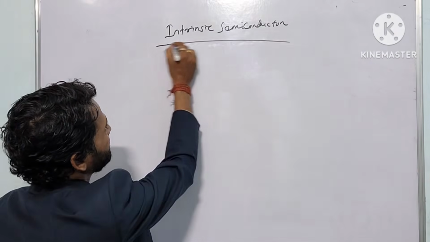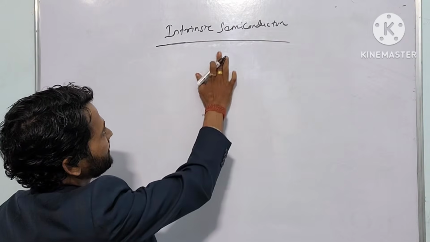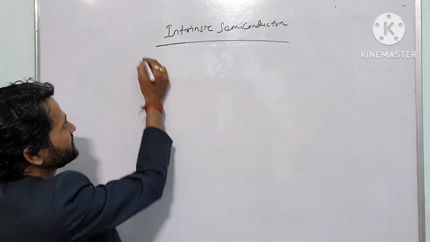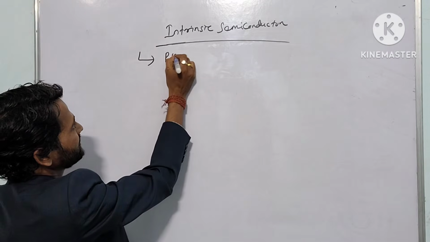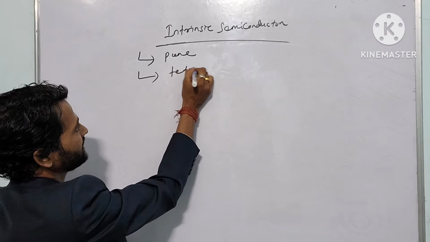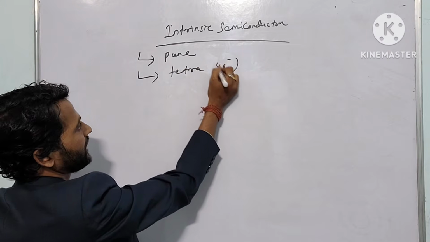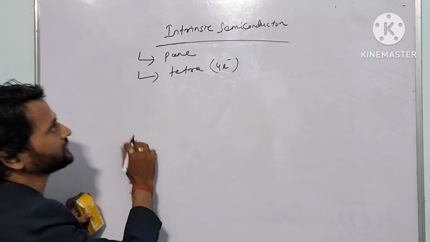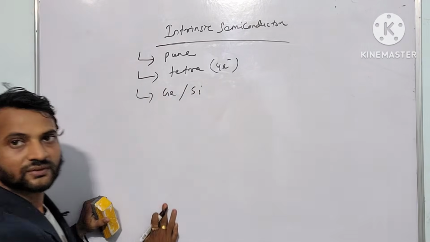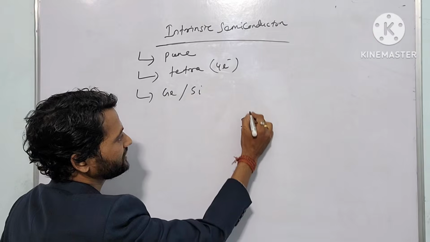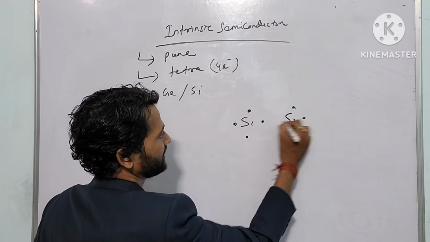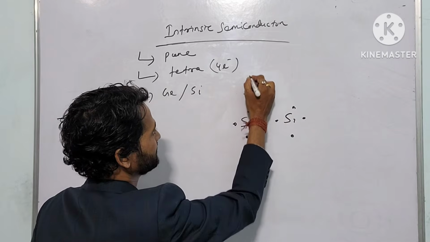Now we'll talk about the detailed construction of intrinsic semiconductor with its working principle. So as I have told, intrinsic semiconductor is pure semiconductor. There is no impurities and it is made up of tetravalent atoms like 4 electron in outermost orbit. Example is like germanium or silicon. Right. So let us consider a silicon crystal. Let me draw first.